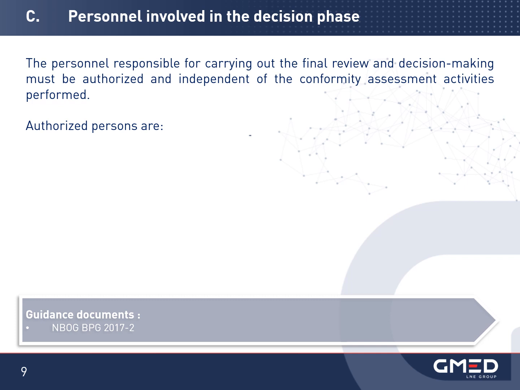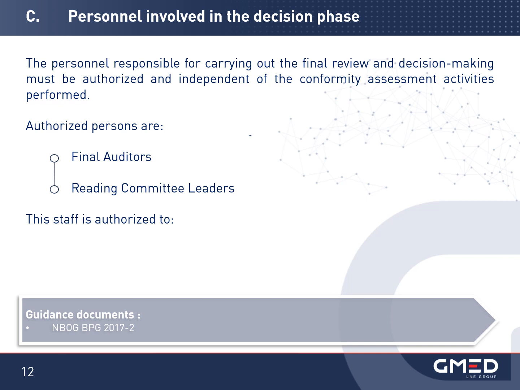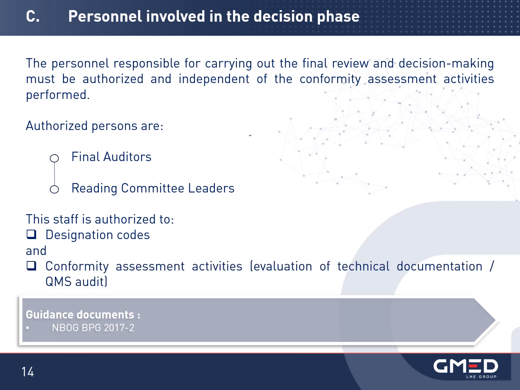The persons authorised by the notified body to intervene during the decision phase include various functions such as final auditors and committee leaders. Each function is authorised to intervene with regards to designation codes, i.e. MDA, MDN, MDS and MDT codes, and conformity assessment activities, including assessment of technical documentation and auditing of the manufacturer's quality management system.